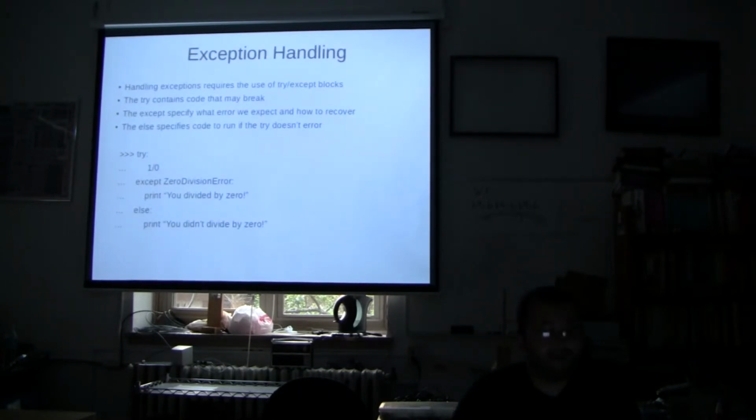So exception handling. It's a new type of syntax that we haven't seen before. It's very similar to the rest of the stuff. It's done in blocks, like an if statement would be or a loop would be. Handling exceptions requires the use of try and except blocks. The try block contains code that will be executed that may or may not error. The except block specifies what error we expect and how to recover from said error. And then there's an optional else. You don't really need an else, but the else is always going to be run after the except, right? I think that's true.